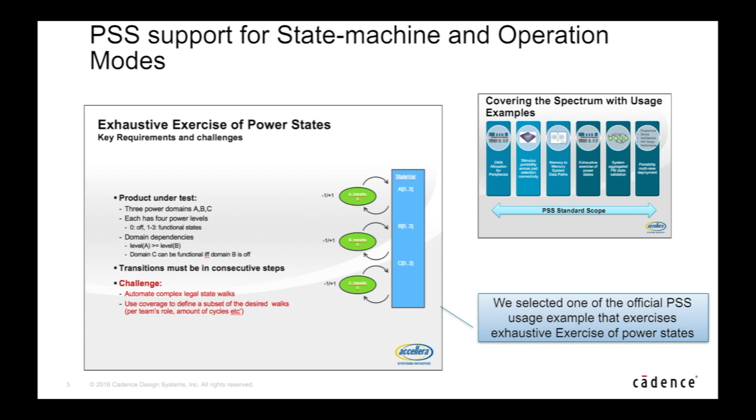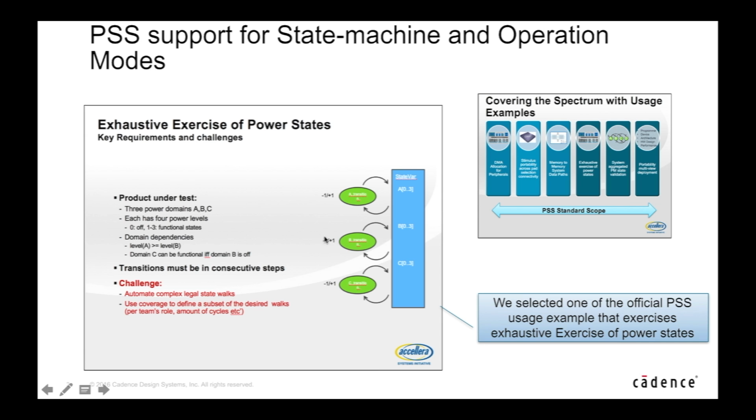So let's drill into this usage example, which was provided by a user. The user defined the challenge to be this: I have a product under test which has three power domains, A, B, and C. Each one of them can be in one of four modes. 0 is off, and 1, 2, 3 are functional states.